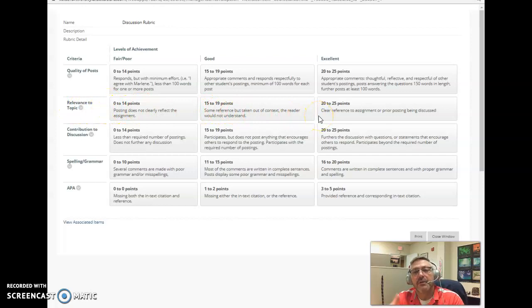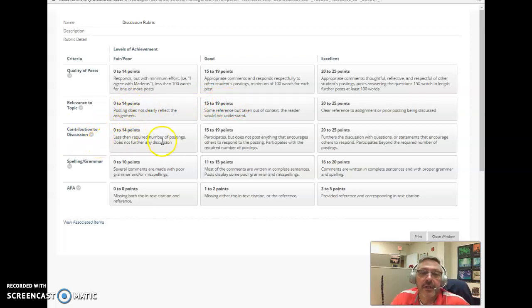The next area is relevance to the topic. Was there clear reference to the topic? Did you answer the questions as they were asked, or did you go off on a different area? And so these are the points. Some reference was provided, but taken out of context, the reader would not understand. This would be 15 to 19. Posting does not clearly reflect the assignment at all, 0 to 14.